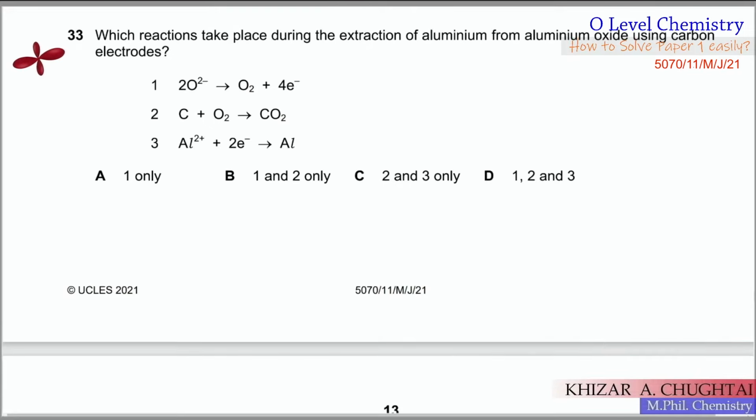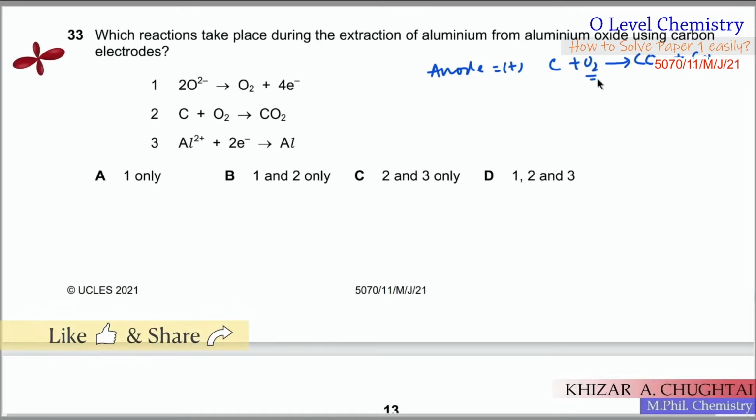Which reactions take place during the extraction of aluminium from aluminium oxide using carbon electrodes? One is the anode, that is the carbon anode, the positive terminal, and here carbon reacts with oxygen to make CO2 and CO. The oxygen is first made, and the reaction is 2O 2 negative ion goes to O2 plus 4 electrons. Yes, it is possible. One of the possible reactions is happening at the anode.